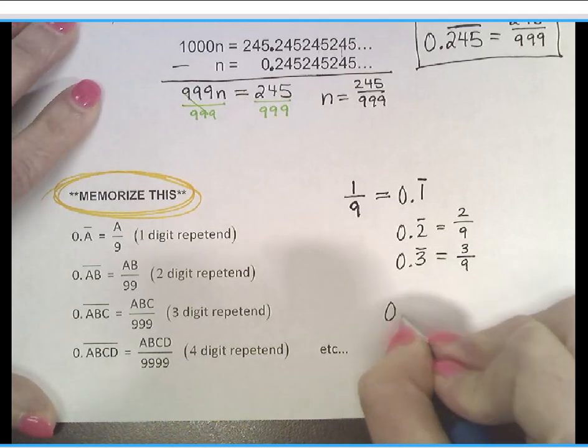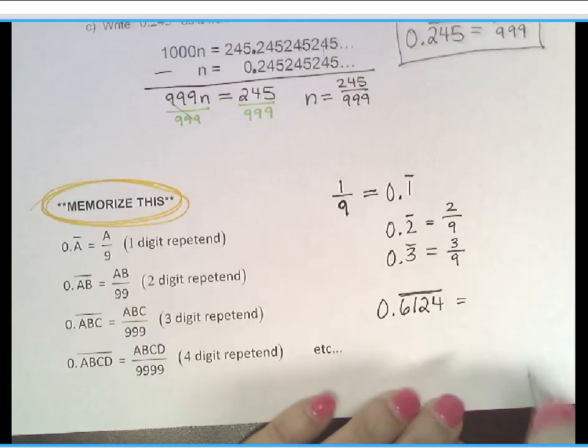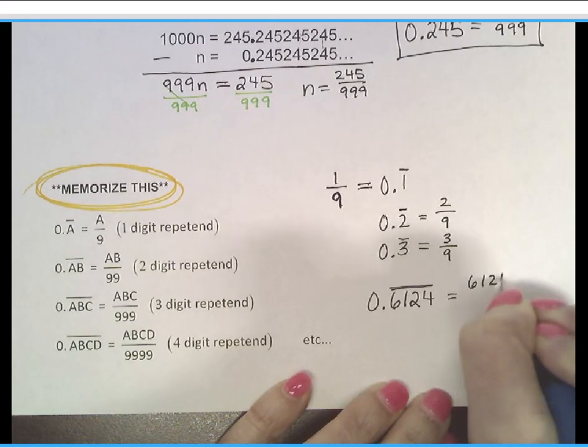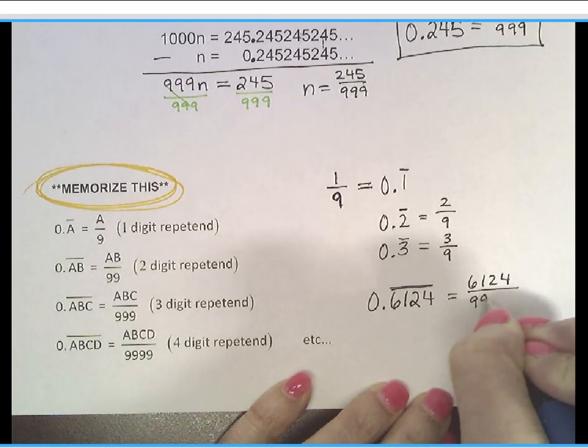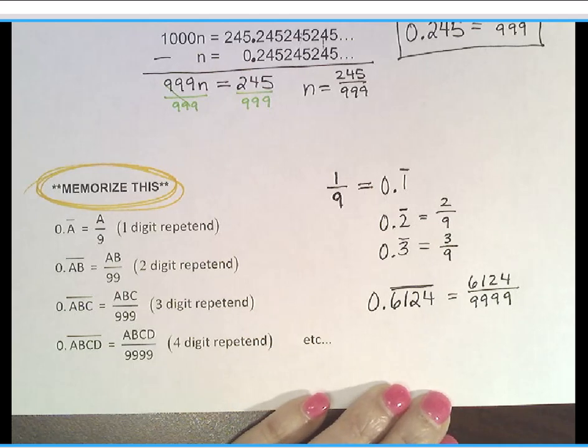So if we had like 0.6124, and that was the repeating block, you take the repeating block and you just fill in underneath with 9s, and it is the simplest thing ever if you know the trick. But you watched the video, so now you know the trick.